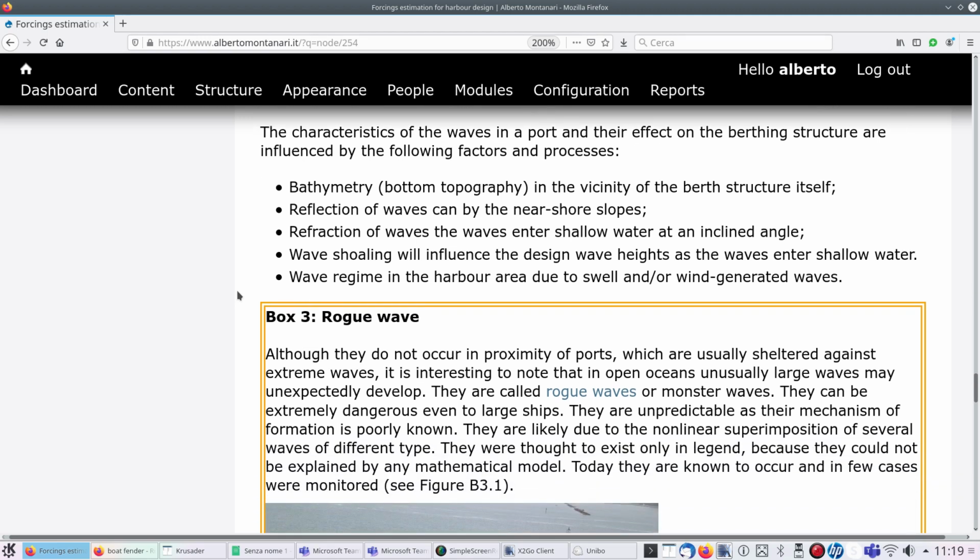And also the wave regime in the harbor area due to swells or wind-generated waves. So we have to also consider the wave regime, of course, offshore in the harbor area, which interacts with the local behaviors to generate the wave regime into the port.